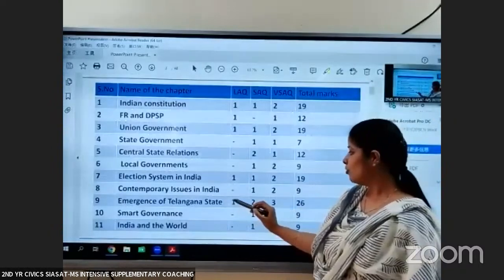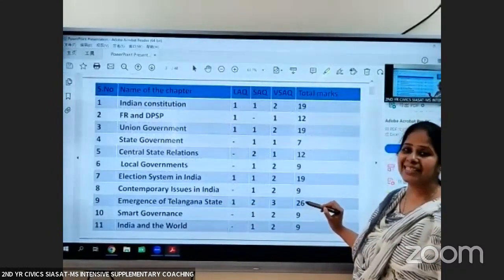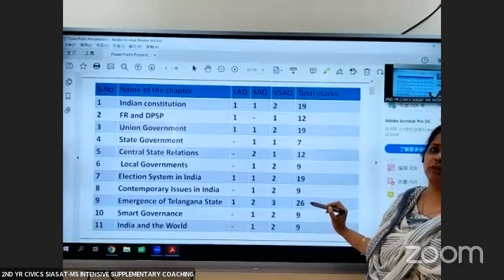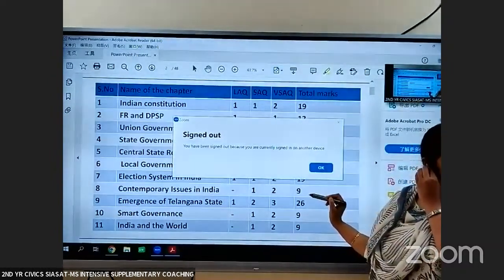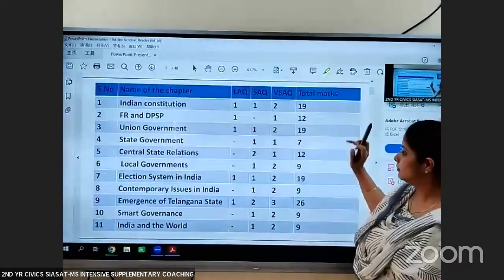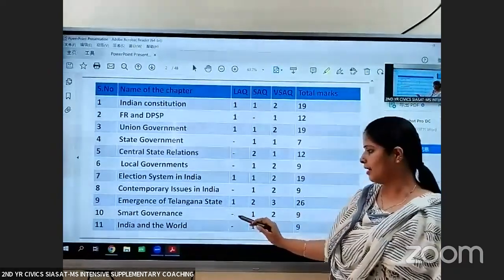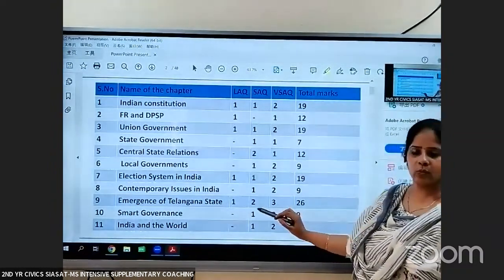The ninth chapter is the most important chapter, and it has got weightage of 26 marks. So if you are studying this chapter, it's 26 marks. The next chapter, state government. The weightage for this chapter is 9 marks.